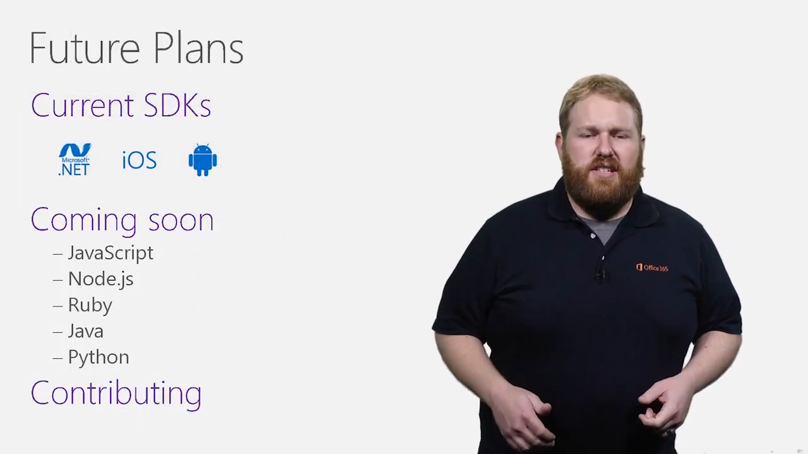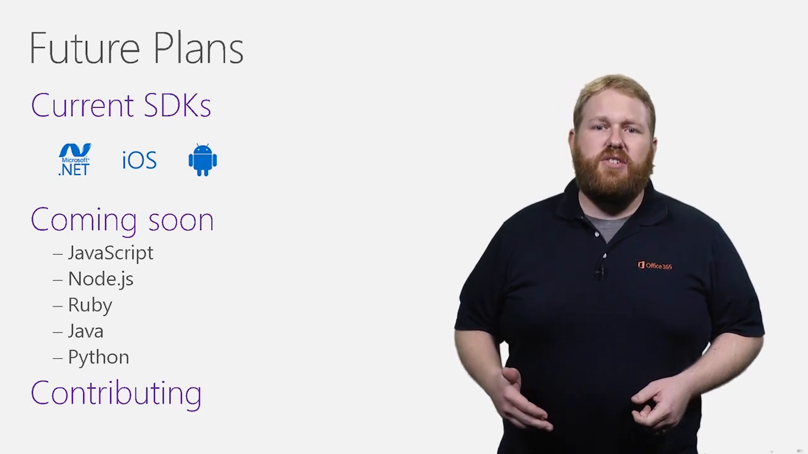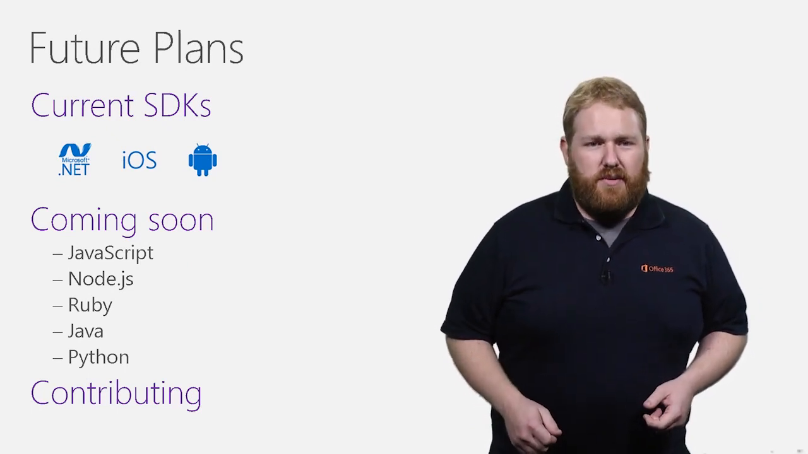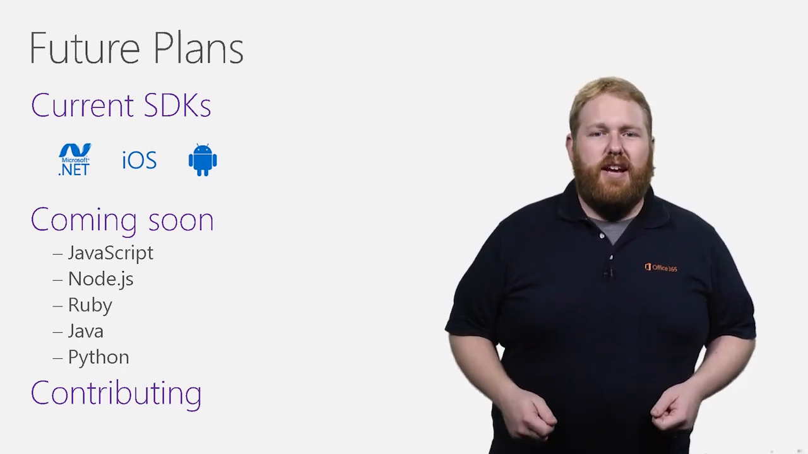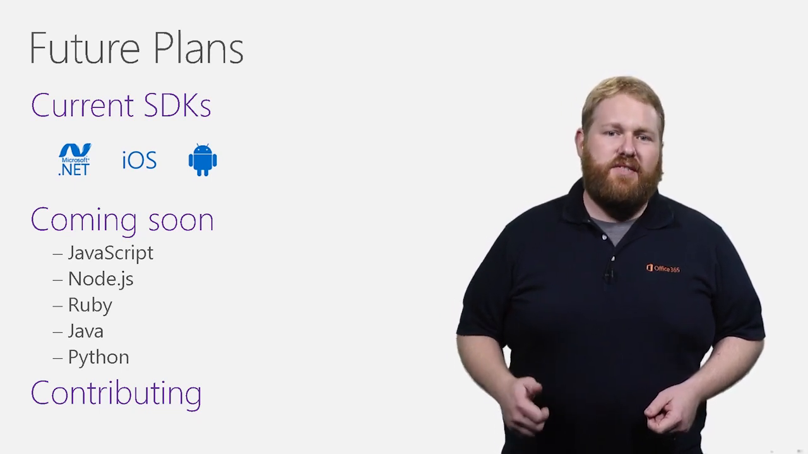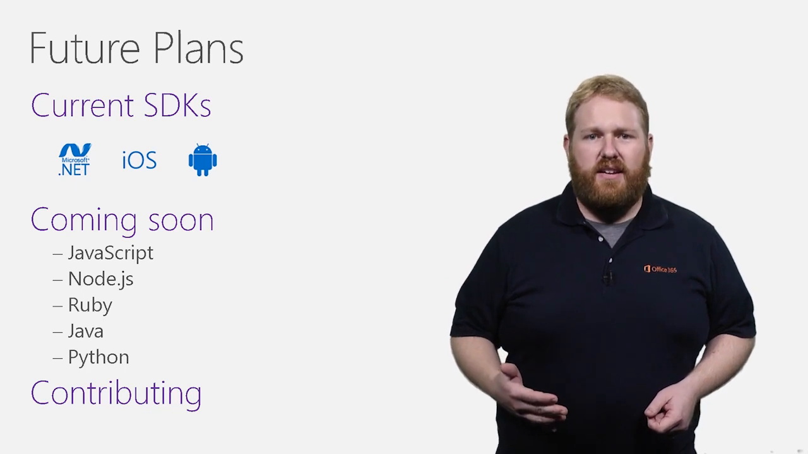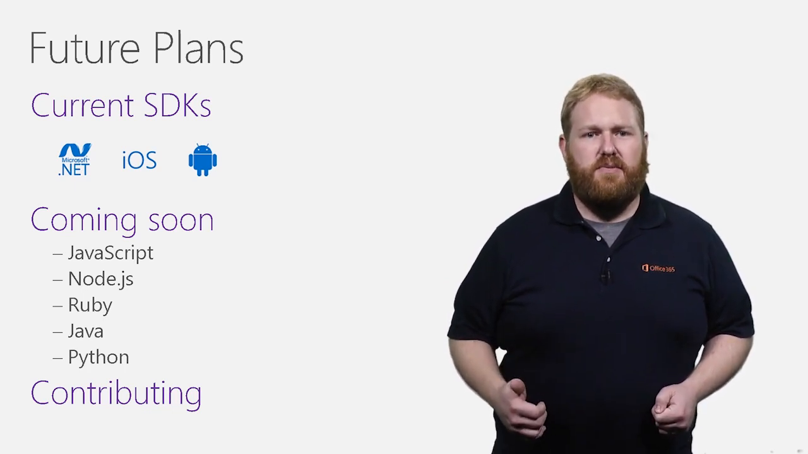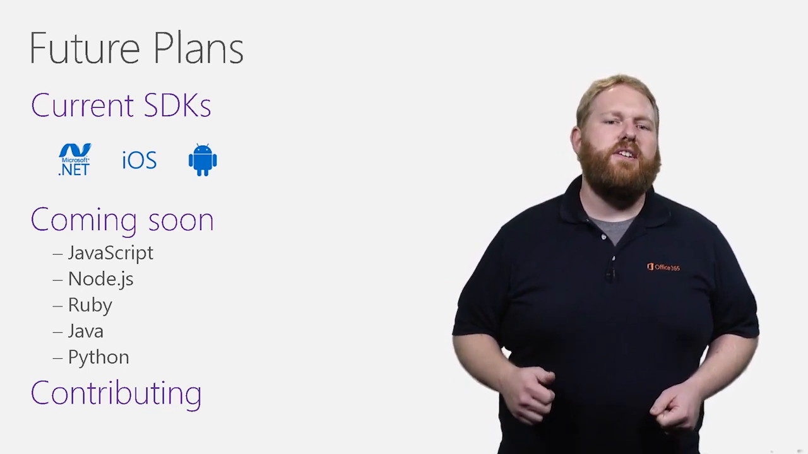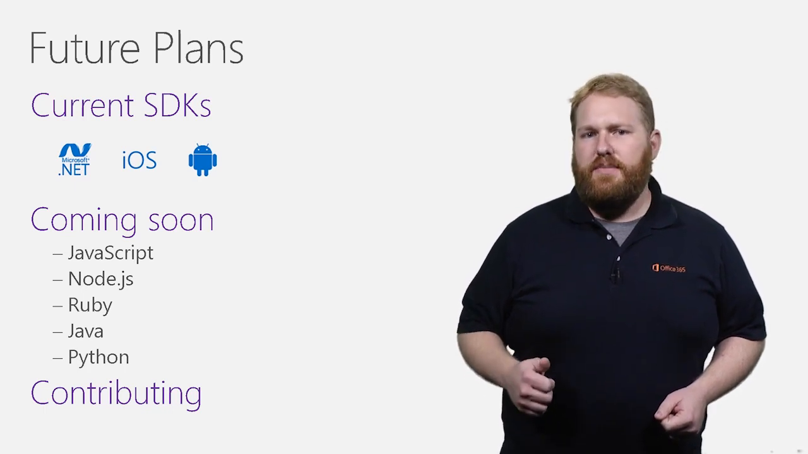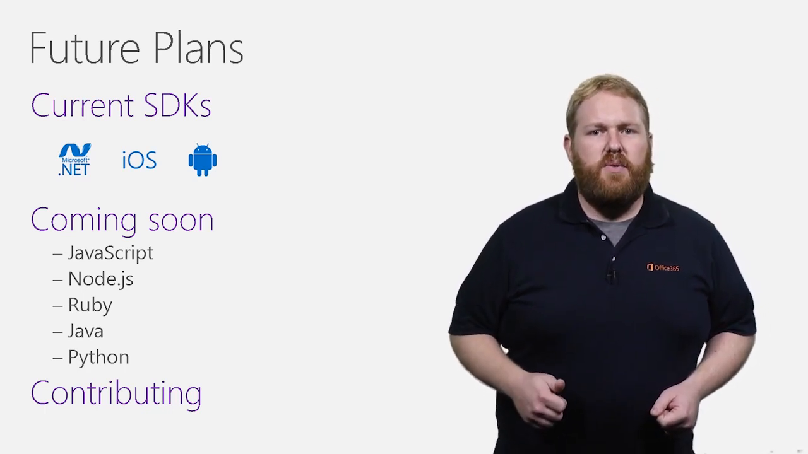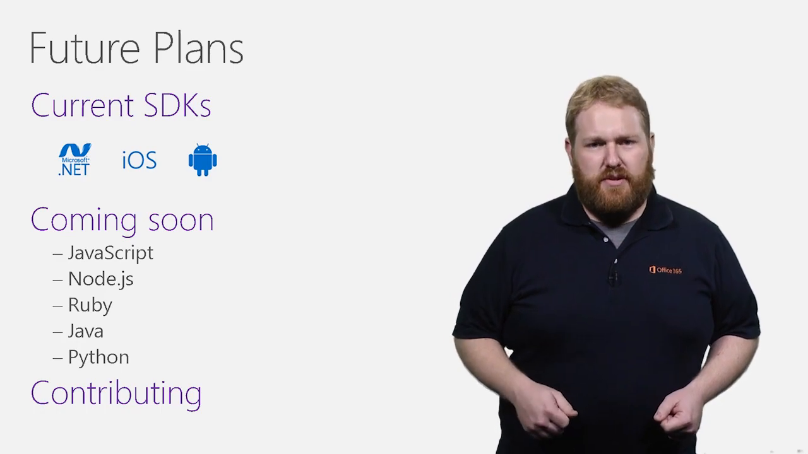While we currently have SDKs available on .NET, iOS, and Android, we are working to bring more platforms on board all the time. I'm very happy to announce that coming soon we will have JavaScript, Node.js, Ruby, Java, and Python. And if you're already working on these platforms that we don't have SDKs for yet, you can find authentication libraries at github.com/AzureAD, where ADAL can be downloaded for these platforms.